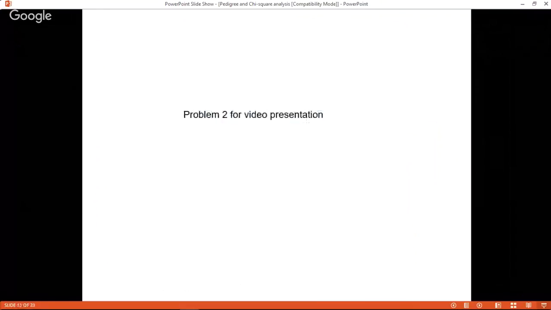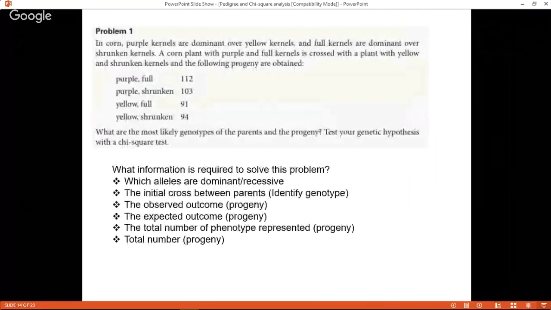Problem 2. In corn, purple kernels are dominant over yellow kernels, and full kernels are dominant over shrunken kernels. A corn plant with purple and full kernels is crossed with a plant with yellow and shrunken kernels, and the following progeny are obtained: purple full is 112, purple shrunken is 103, yellow full is 91, yellow shrunken is 94. So they just gave us our observed right there. What are the most likely genotypes of the parents and the progeny? Test your genetic hypothesis with the chi-square test.